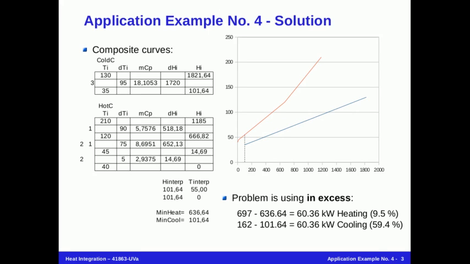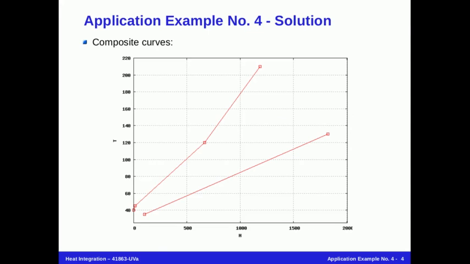Comparing with the current use of utilities, we can see that we are using in excess 60.36 kilowatts of heating and of cooling. Remember that this must be the same. That means a 9.5% excess of heating over the minimum and a 59.4% excess of cooling.